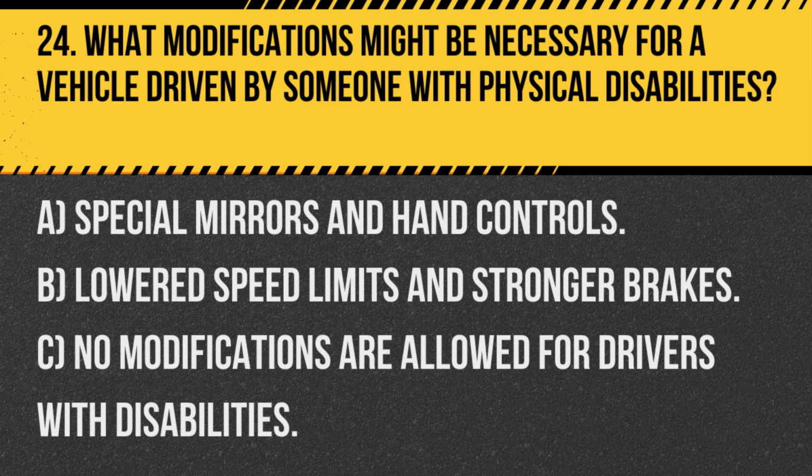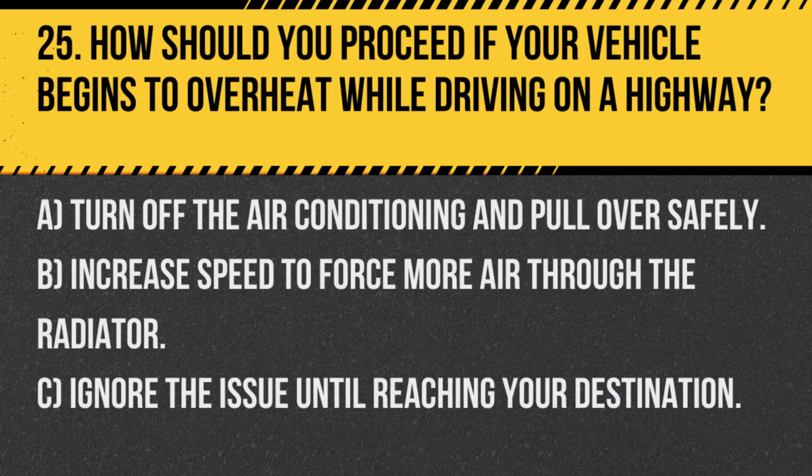B. Lowered speed limits and stronger brakes. C. No modifications are allowed for drivers with disabilities. Answer. A. Special mirrors and hand controls. Modifications such as special mirrors for better visibility and hand controls for those unable to use standard pedals help accommodate physical disabilities. Question 25. How should you proceed if your vehicle begins to overheat while driving on a highway?